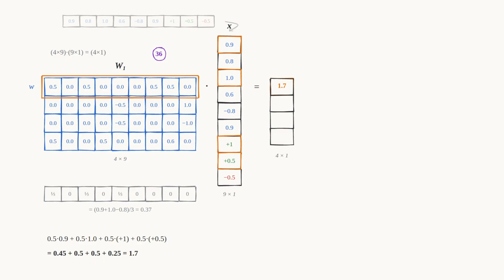One small but important detail remains to be added to each summary. The detail is this. To each summary, we add one more tunable number, its own for each row. These numbers are called biases. They're collected in a vector B1 of 4 parameters, and the full formula of the first stage becomes W1 times X plus B1. What's it for?